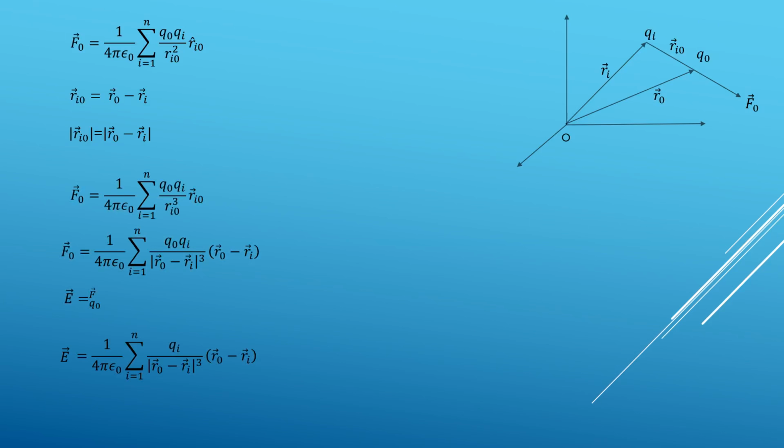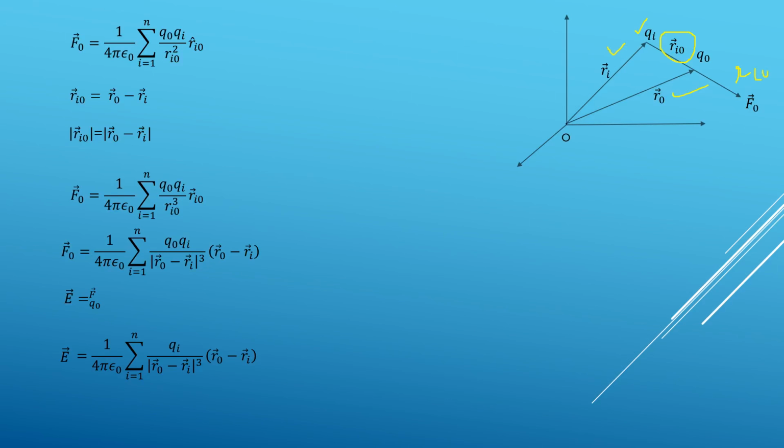Now, if we write F naught equal to 1 upon 4 pi epsilon naught, sum over i equal to 1 to n, Q naught Qi over Ri naught squared, Ri naught cap, then here Qi is the ith charge, Ri is the position vector of the ith charge, and Q naught is the charge having position vector R naught. Now Ri naught is the position vector from the ith charge to Q naught, having unit vector Ri naught cap along this direction.